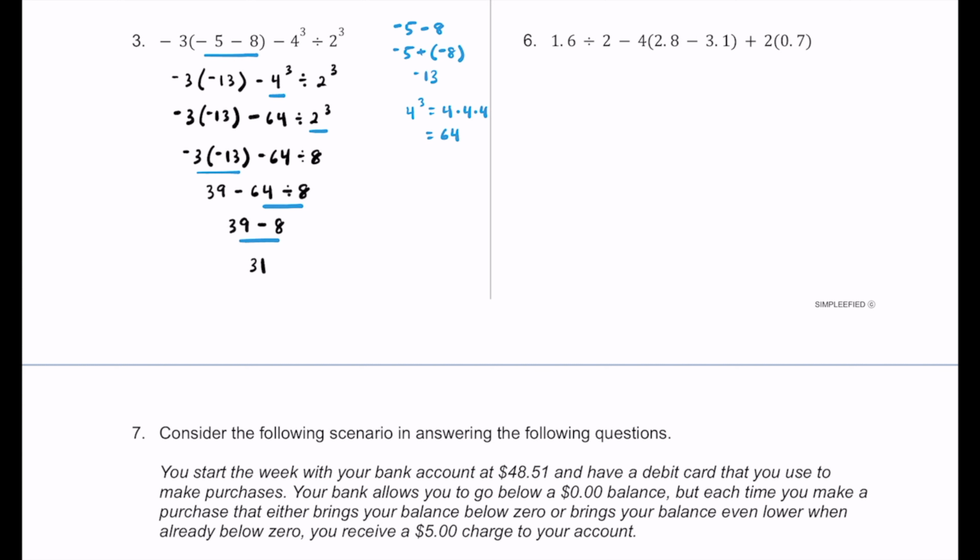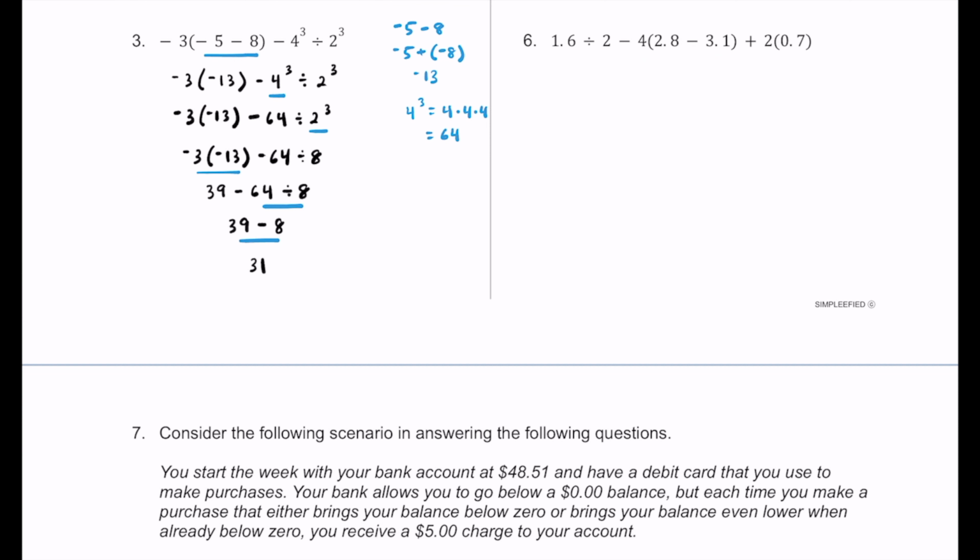For number 6, we have another expression, but this time we are dealing with a different type of rational numbers. We have decimals here. So we have the quotient of 1.6 and 2 minus 4 times the quantity of 2.8 minus 3.1 plus the product of 2 and 0.7, or 7/10.